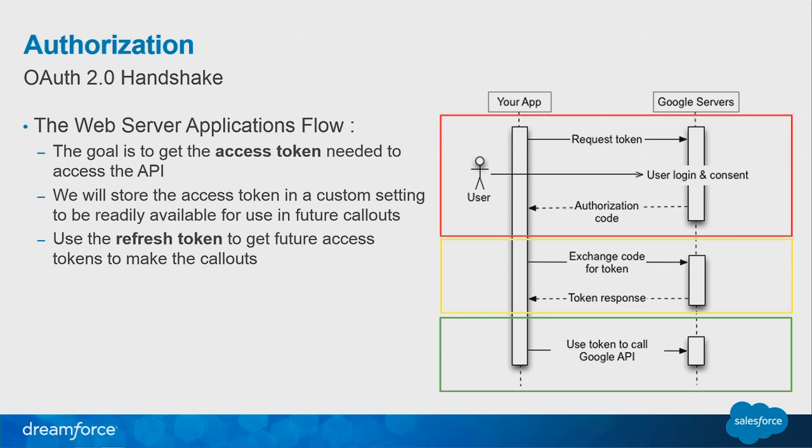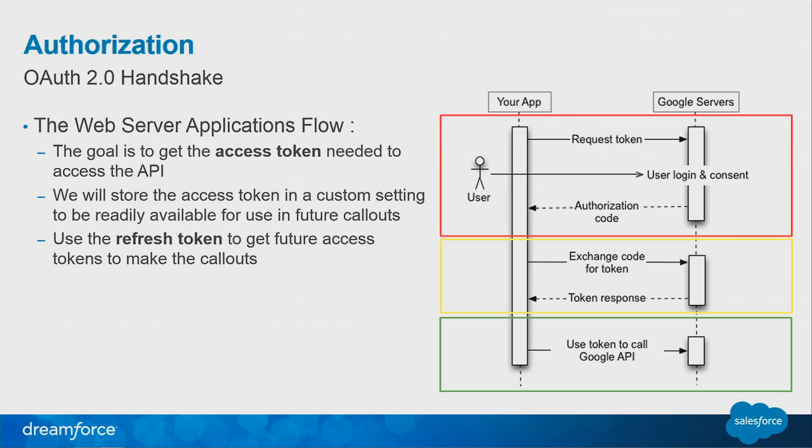So the yellow part is what I said, it happens in the background. It's an actual callout to the API's endpoint that's usually specified in their documentation, and that pulls the token. And we have a method for actually parsing that JSON result. It may be XML in the case of some other API. In this particular case, it's JSON. And we take that and we put it in a custom settings record.